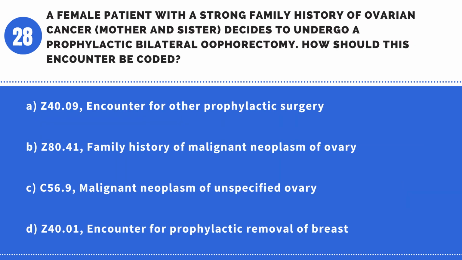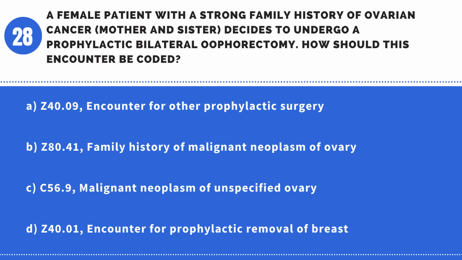Question 28. A female patient with a strong family history of ovarian cancer, mother and sister, decides to undergo a prophylactic bilateral oophorectomy. How should this encounter be coded? A. Z40.09, encounter for other prophylactic surgery. B. Z80.41, family history of malignant neoplasm of ovary. C. C56.9, malignant neoplasm of unspecified ovary.